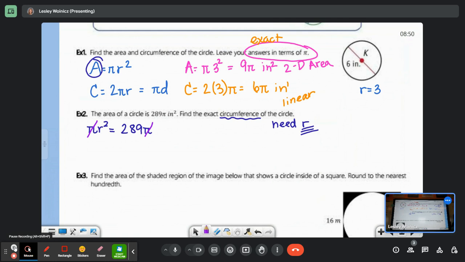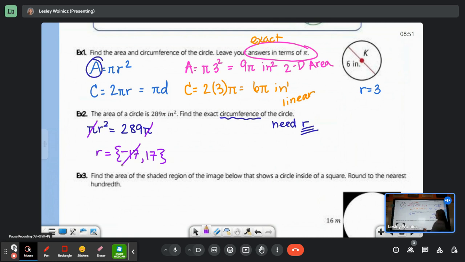Is this something at this point we can do in our heads? We know we're going to get a positive and a negative, right? So r is going to be 17 and negative 17. Can it be the negative one? The radius is a length. If you plugged in the negative one, it would still give you the right area, but we need it to be positive, so it's a length. Okay, so the radius is going to be 17.